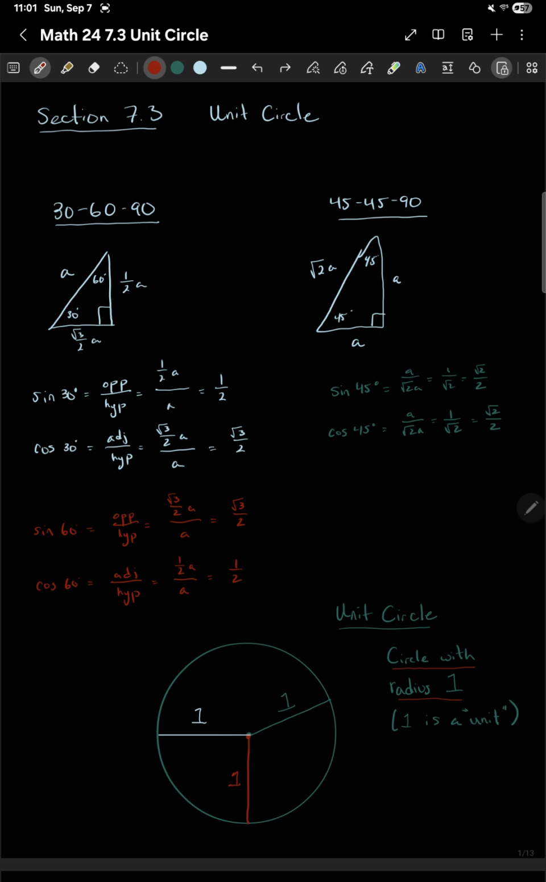So I've drawn 3 different radii here. The green radius, which is going at an angle, that distance is 1. The red line, which is going directly down, that distance is 1. And the white line going directly to the left, that distance is also 1. So when we're talking about the unit circle, we know the radius is always going to be 1.